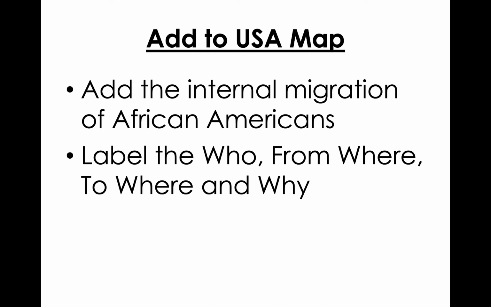All right, add to your USA map, the one that you were just drawing. You want to add the internal migration of African Americans, or of Black Americans. Label the who, from where, to where, and why. Same as before, except now we're talking internal.